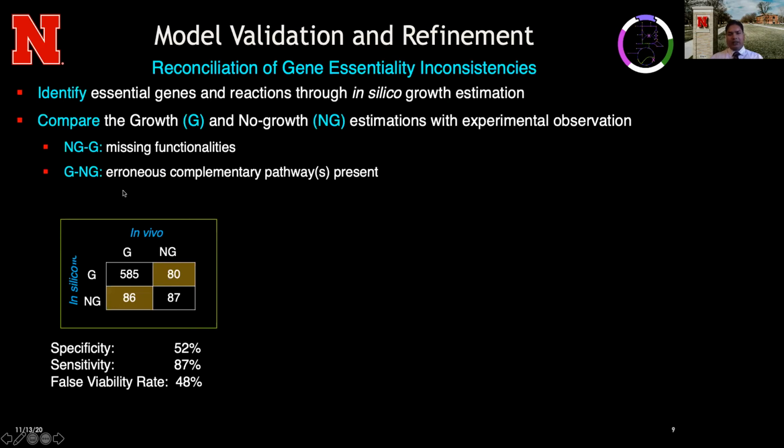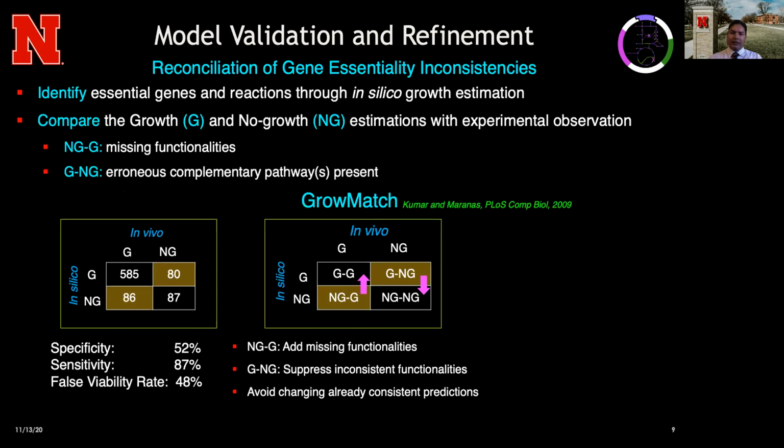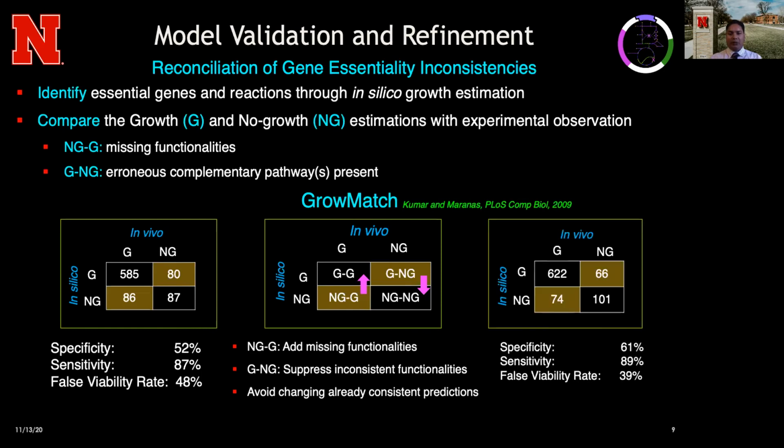To reconcile these inconsistencies, we used a procedure called ChroMatch that tries to add missing functionalities and suppress inconsistent functionalities while avoiding change in already consistent predictions. After applying this procedure, you can see that we reduce the number of the 2 types of inconsistencies, increase the specificity and sensitivity of the model, and also decrease the false variability rate.